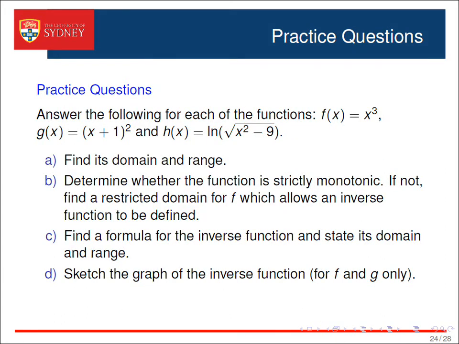Alright, here are some practice questions. You should pause the module so that you can attempt these.